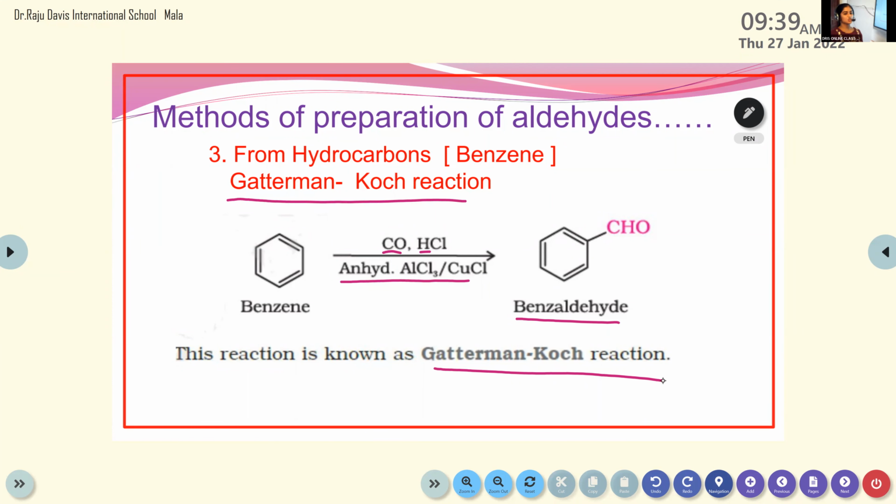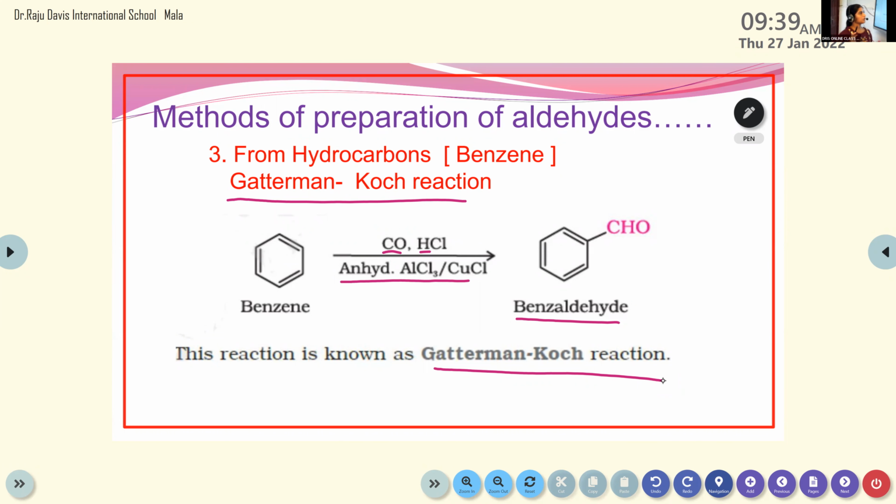So when you see these two reagents, carbon monoxide and hydrochloric acid, in the presence of anhydrous aluminum chloride or cuprous chloride, the product formed will be the respective benzaldehyde. Benzene is converted to benzaldehyde. Clear? So these are the different preparation methods of aldehydes from hydrocarbons. Now the preparation of aldehydes is completed.